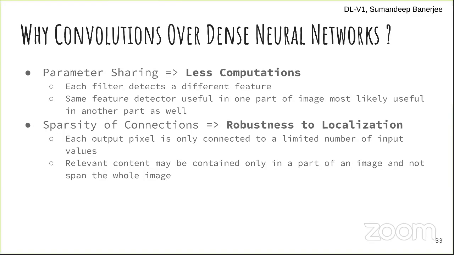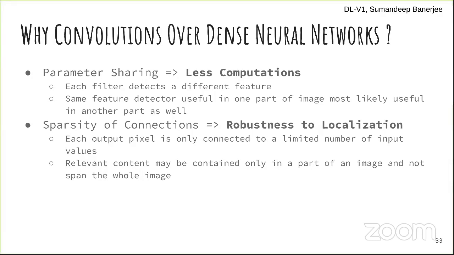And the second thing is sparsity of connections. When we are trying to define, say, a dog's ear, the dog's ear does not depend on the whole content of the image, but only on the local group of pixels which constitutes the dog's ear. The relevant content is only in a part of the image and does not span the whole image. So when we are trying to detect parts to build up our shape, each part is only dependent on a few pixels.